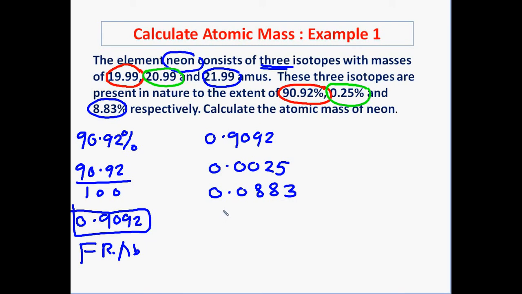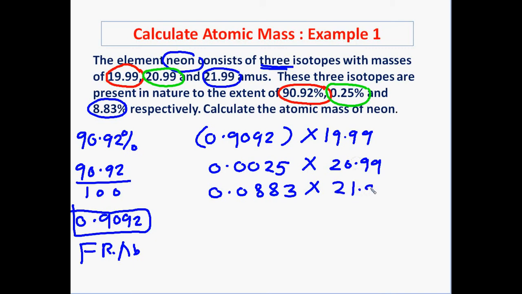And then, as per our definition, we find the atomic mass by multiplying the fractional abundance with the mass number. So the mass number for 0.9092 will be 19.99. For 0.0025, the second number, it will be 20.99, and for the last one it will be 21.99. All these products which you are going to find, we have to add.